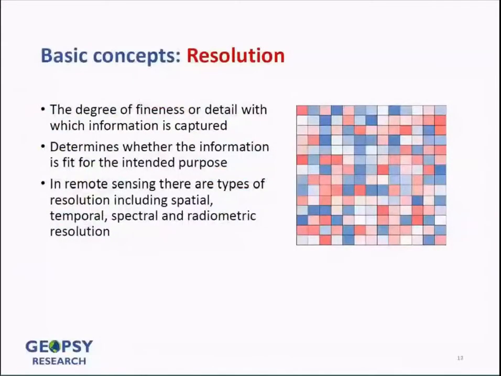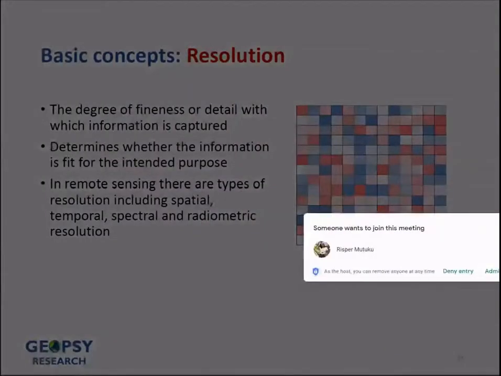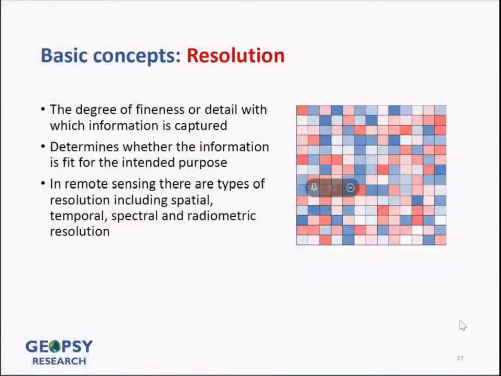Basic concepts of remote sensing. One thing that you'll always hear about remote sensing is the resolution. So what is a resolution? A resolution is basically a degree of fineness or detail with which information is captured. And this is important because it determines how we can use data from remote sensing. And in remote sensing, there are different types of resolution. There's spatial, temporal, spectral, radiometric resolution, and sometimes there's a thematic resolution.